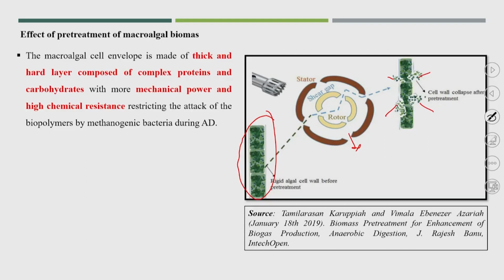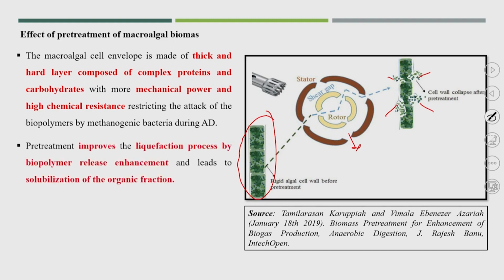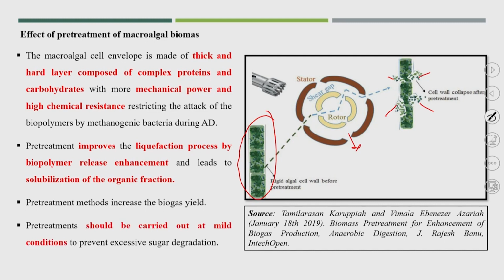The microbial cell envelope is made of a thick and hard layer composed of complex protein and carbohydrates. Pretreatment improves the liquefaction process by enhancing biopolymer release and leads to solubilization of the organic fraction. Pretreatment methods increase the biogas yield and should be carried out at mild conditions to prevent excessive sugar degradation. Okay.